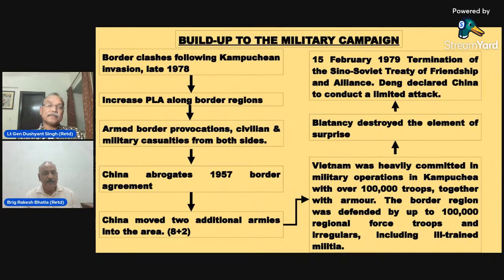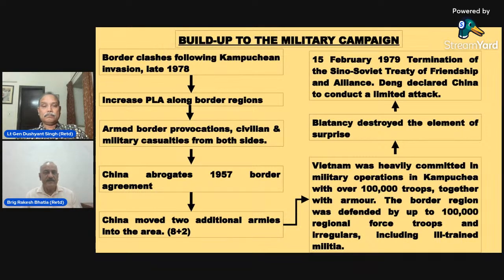Now, what was happening in Vietnam? Vietnam was heavily committed in military operations in Cambodia with about 100,000 troops, together with armor. The border region was defended by up to 1 lakh regional forces, troops, and irregulars, including ill trained militia.